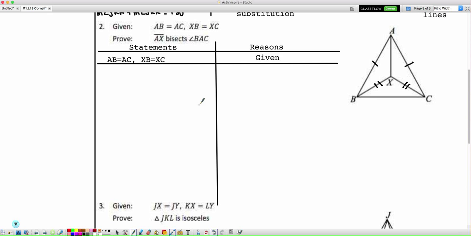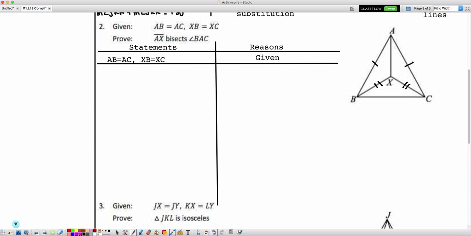And then now think, well, what am I trying to prove? I'm trying to prove that AX bisects BAC. So AX bisects this angle BAC. So in order to prove that that's a bisector, I need to somehow prove that this angle to the left is equal to this angle to the right. So that's really what I'm trying to do.